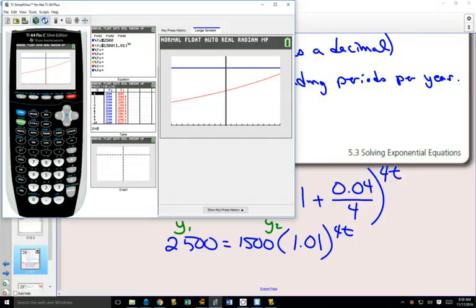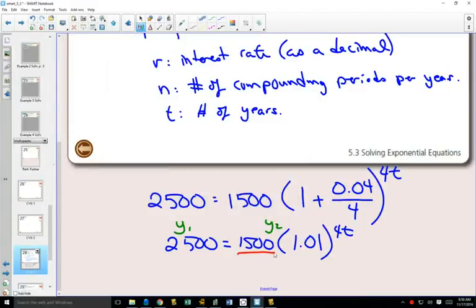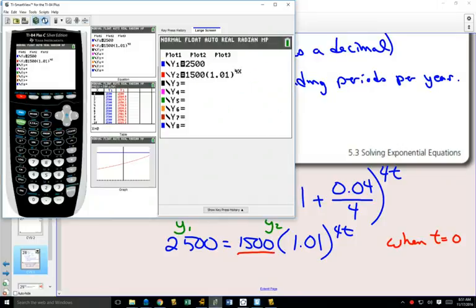Something about our exponential graph that I want to point out. So let's look at y2. Notice that there's a 1,500 in front. This 1,500 right here. What happens when t is 0? What does that number stand for? That's our principal. That's how much money you started with. That's how much you would have when t is 0. So it makes sense on our graph that that shows up as a y-intercept. That 1,500 is going to be our y-intercept. So that was why we couldn't see the red graph when we had our standard window from 0 to 10 either.